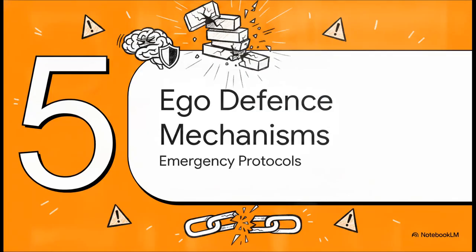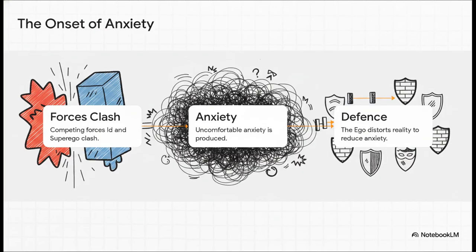And that leads us to our final section, number 5, ego defense mechanisms, emergency protocols. So what happens when the clash between the id's wild desires and the superego's rigid rules gets to be just too much? Well, it generates a tremendous amount of really uncomfortable anxiety. According to Freud, a massive chunk of human behavior is actually just an attempt to deal with or escape from this exact anxiety. To protect itself from being totally overwhelmed, the ego deploys emergency protocols. It develops what we call defense mechanisms.